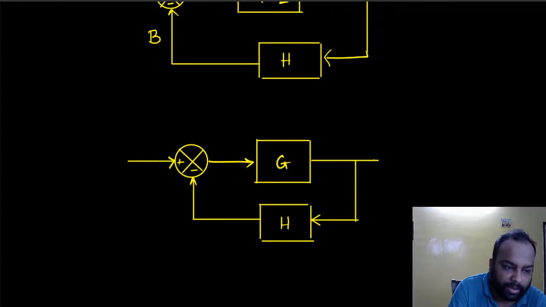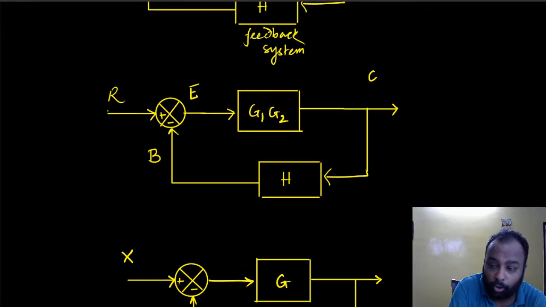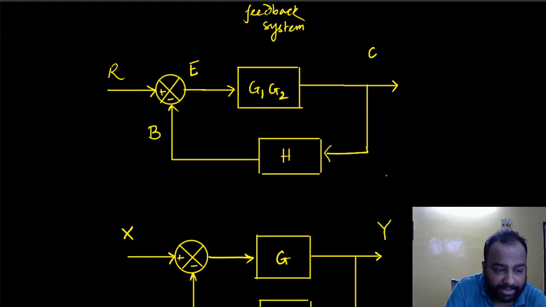Right. And I'm giving the standard nomenclature once more here. I'm considering the input to be x. Instead of calling the input r, I'm just calling the input x, and the output to be y instead of calling it c.